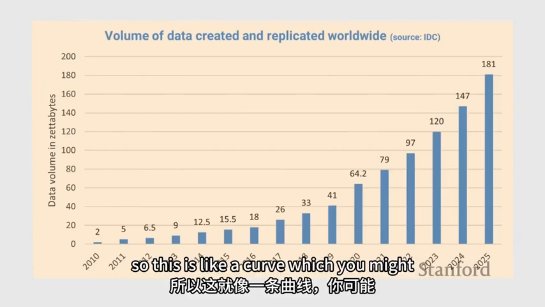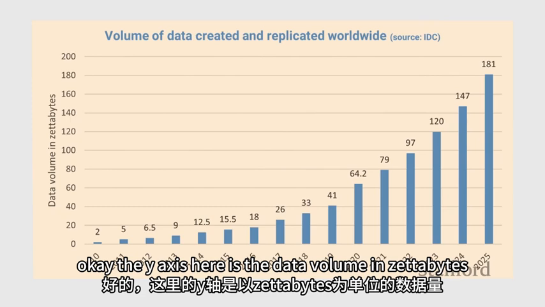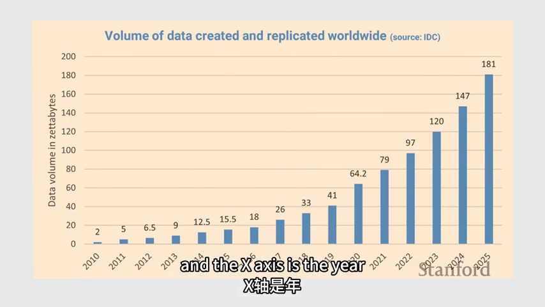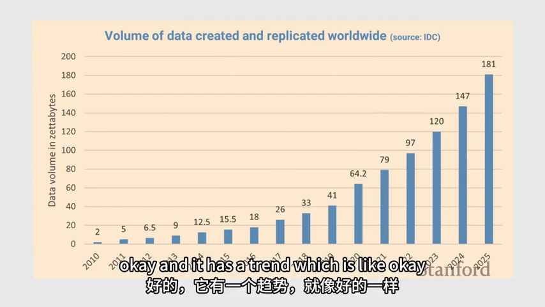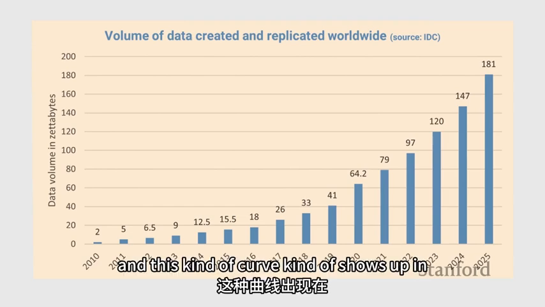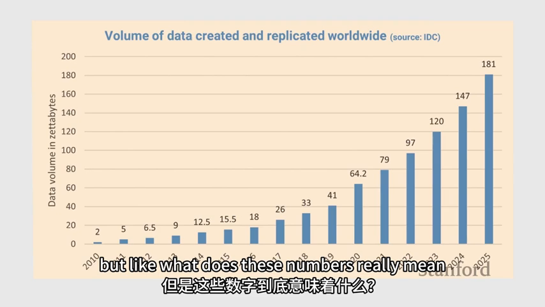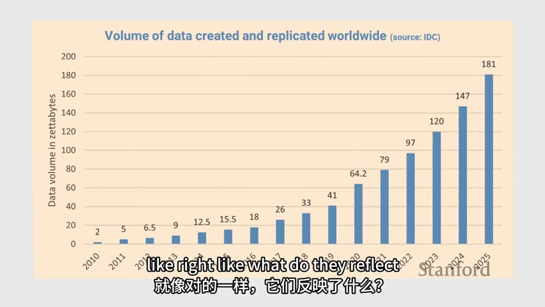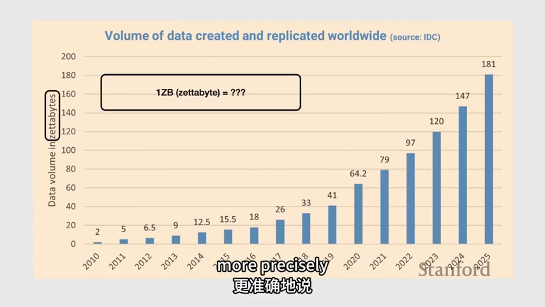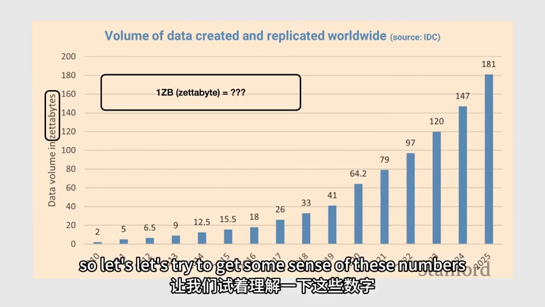So this is a curve which you might encounter at some point in your life. The y-axis here is the data volume in zettabytes, and the x-axis is the year. This is the volume of data which has been created and replicated worldwide, and it has a trend which is exponentially increasing. This kind of curve shows up in all sorts of applications. But what do these numbers really mean? What do they reflect? More precisely, what exactly is a zettabyte? Why should I care? So let's try to get some sense of these numbers.